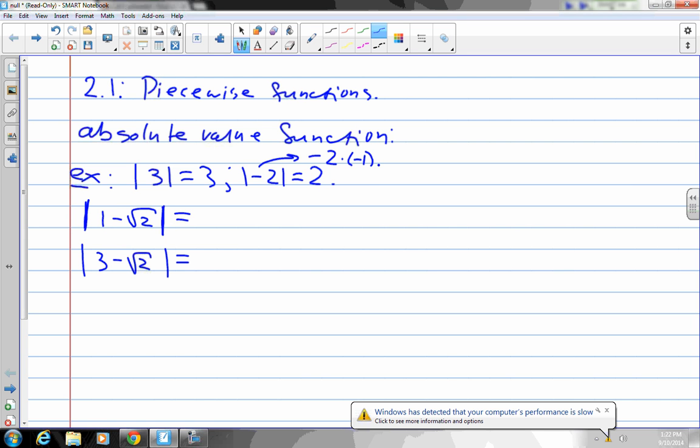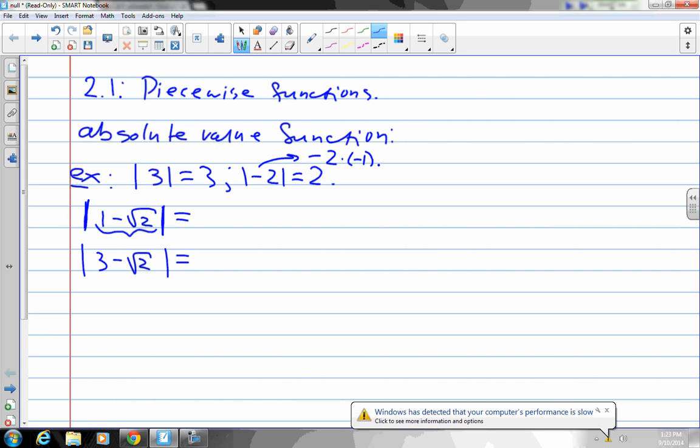So apply the same skill here. Look at 1 minus square root of 2. The number itself, is that a positive number or a negative number? Why? Well, square root of 2 is more than 1. So 1 minus more than 1 is less than 1, right?